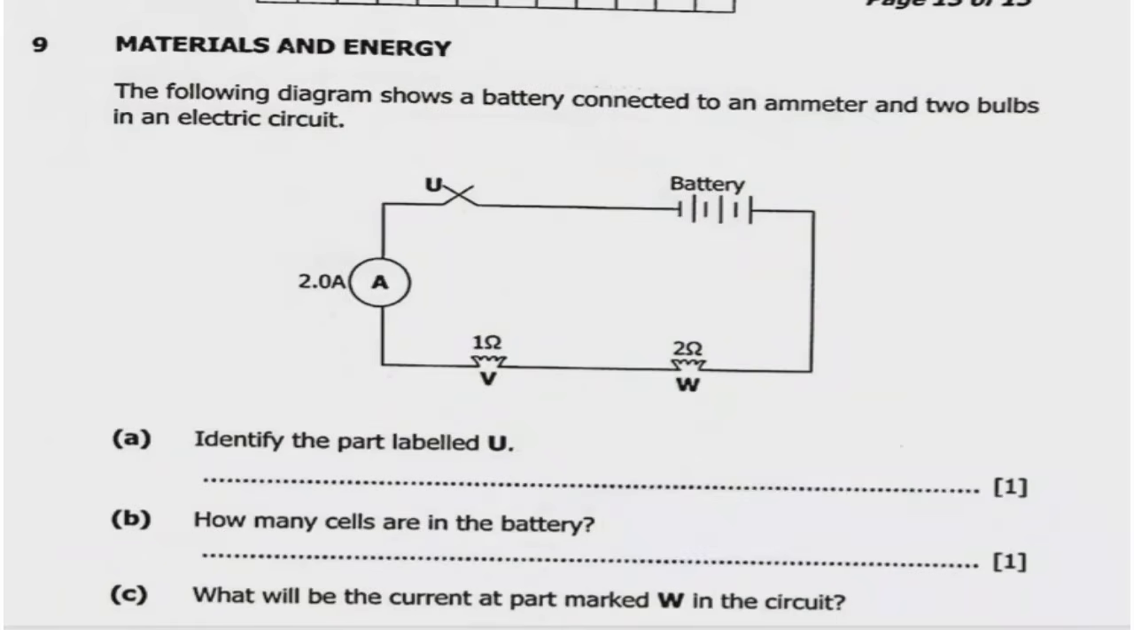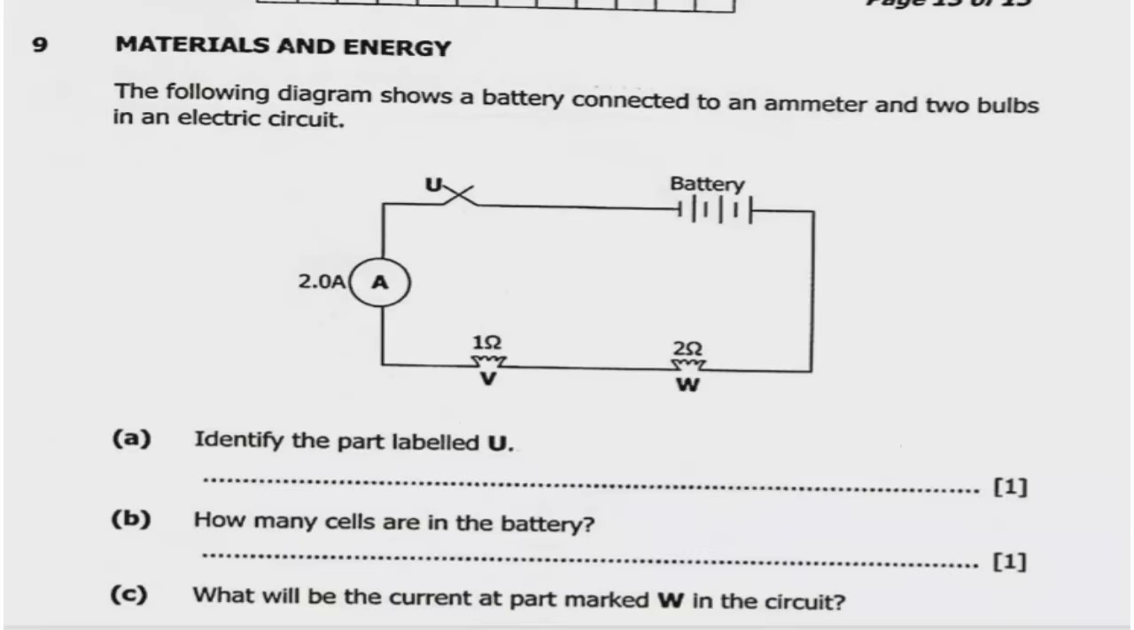The question is as follows. The following diagram shows a battery connected to an ammeter and two bulbs in an electric circuit.